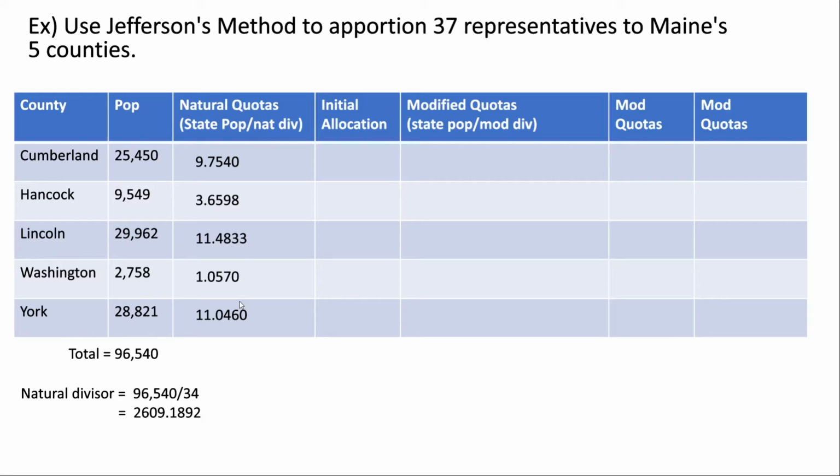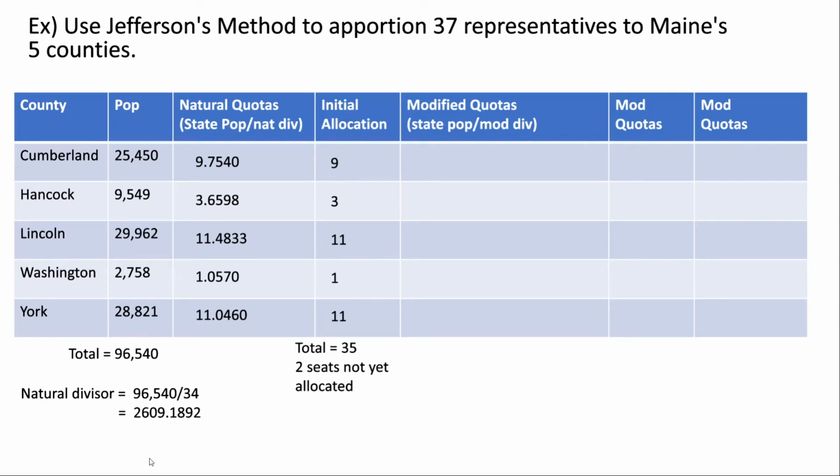Now for our initial allocation, we're going to take each state's natural quota, and we're going to round it down or cut off all the decimals. So we have our initial allocation here. Now we need to add this up to see how many extra seats we need to give out. So our total for our initial allocation is 35, meaning there's 2 seats that we haven't allocated yet. The next thing that we're going to do is modify our natural divisor. So our natural divisor was 2,609.1892. We gave out too few seats because 35 is smaller than 37.